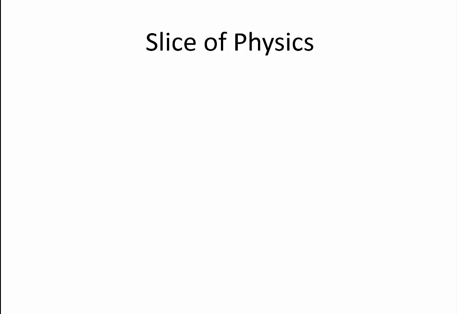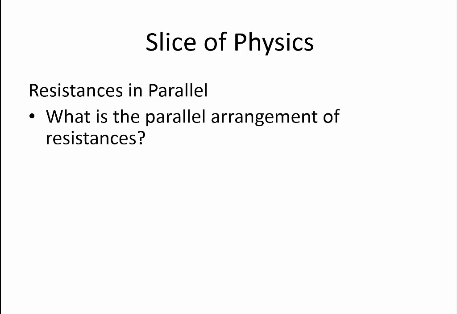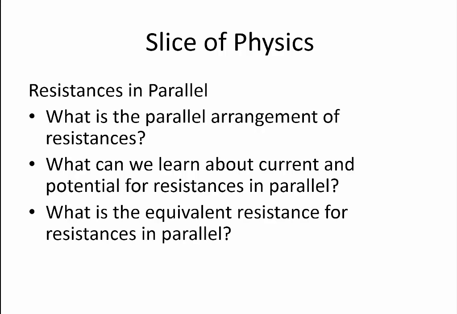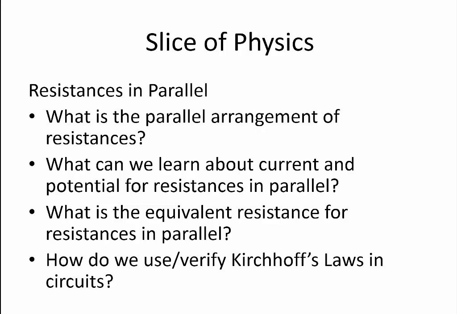Having discussed series resistances in the previous video, we're now going to discuss the arrangement of resistances in parallel in a circuit. First, we'll see how we can recognize this parallel arrangement. Then we will talk about the current and potential difference considerations when we have resistances in parallel, which will help us move on to what is the equivalent resistance when we have multiple resistances in parallel and want to represent them as a single resistance. And finally, we will close with how we used Kirchhoff's junction law and verified Kirchhoff's loop law in these circuits.